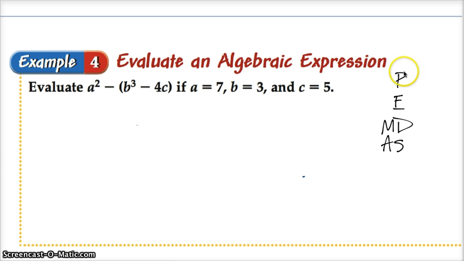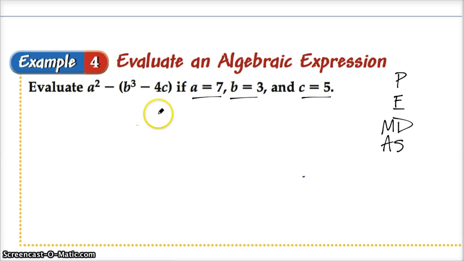All right, keeping in mind that we're dealing with order of operations, let's check out this problem. Example 4, evaluate an algebraic expression. So here's this algebraic expression. We remember from last time our vocabulary word from the first section, evaluate, which means to get a numerical answer.